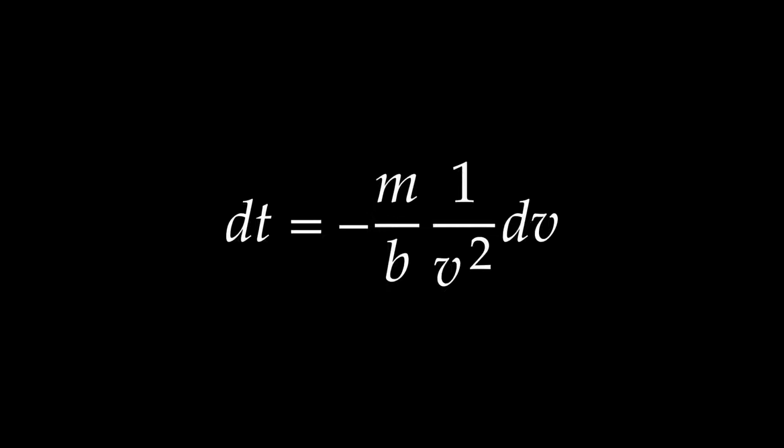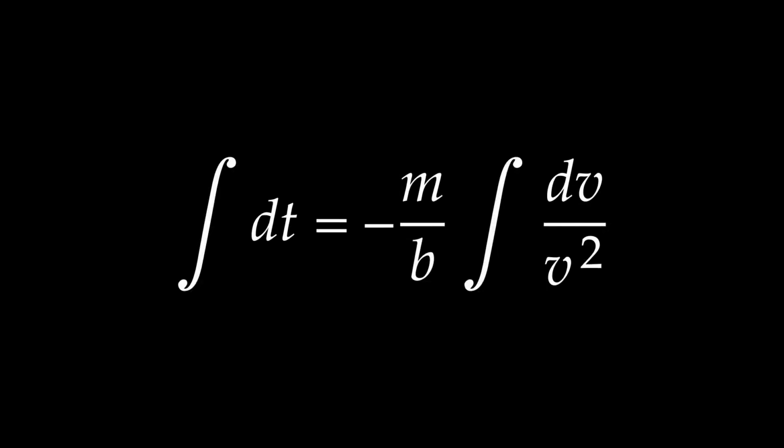Clearly the next step is to integrate both sides of the equation, such that the integral of dt, which I argued is just equal to delta t, but if I select t0 to be equal to 0, then it's just equal to t, has to be equal to, drawing constants out in front because they make no difference to the integral, m over b times the integral of 1 over v squared dv.